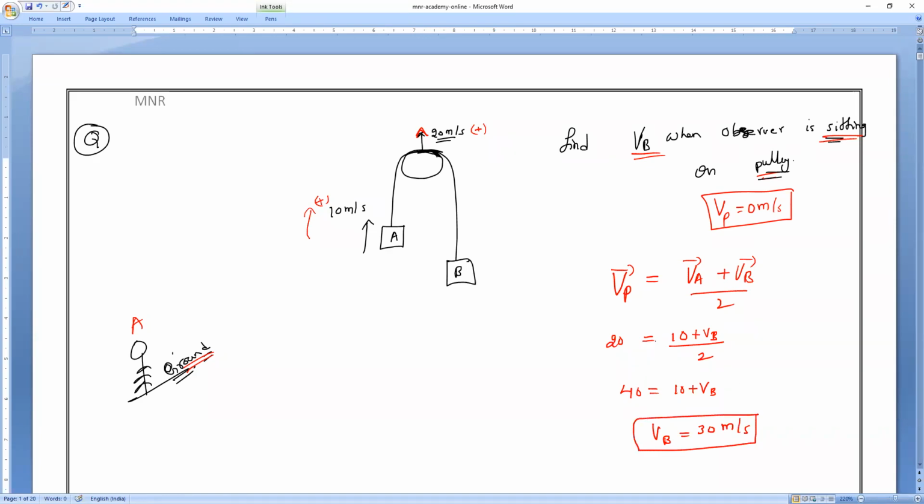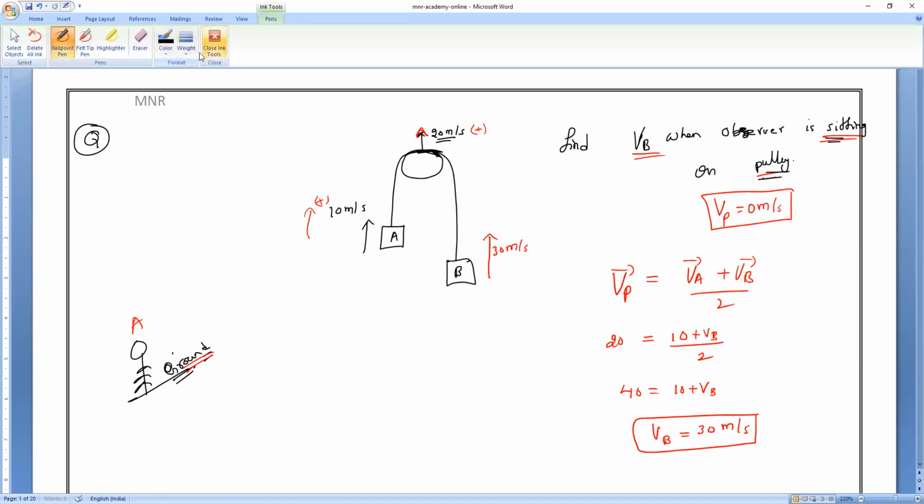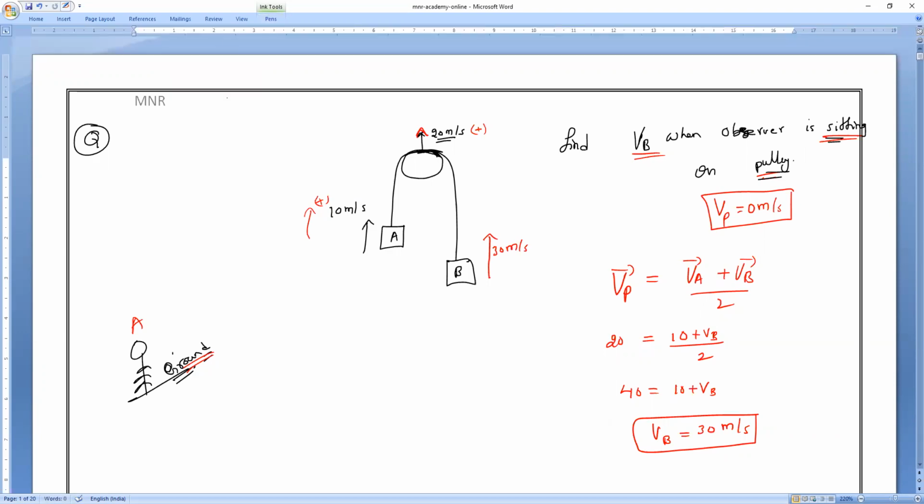So plus 30 means VB is going in the upward direction or downward direction? It is going in the upward direction only. Do you all understand? The pulley is also going upward, the A body is also going upward, and the B body is also going upward, when the observer is observing the bodies from the ground.